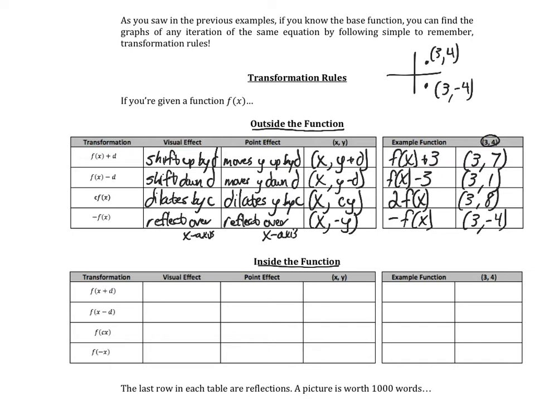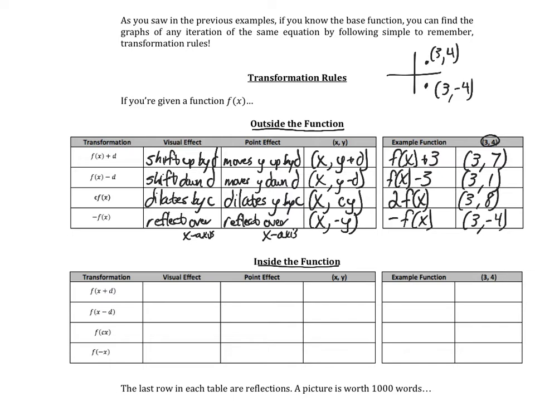For right now, I just want you to understand the rules that go along with this. If we have something outside the function that we're adding, it shifts up. If we're subtracting, it shifts down, and so on. Okay. The other big thing I talked about was inside the function. Inside the function means that we're performing some transformation before we do what the function intended us to do.